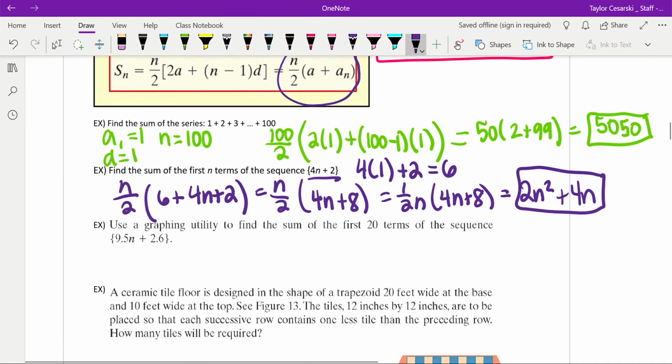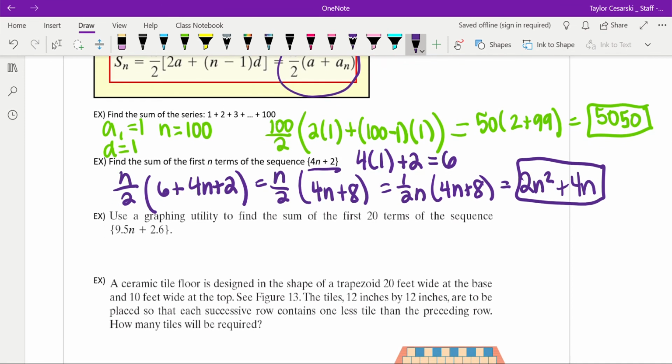We're going to do this next example by hand, but you don't need to do it this way; you can do it using a graphing calculator. Find the sum of the first 20 terms. This one is more like the first example, where you have a number of terms.